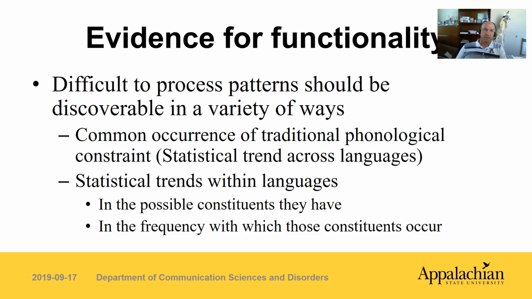So if we want to find evidence for functionality in language, we should be able to find difficult to process patterns in a variety of ways or at a variety of levels. We can have a common occurrence of traditional phonological constraints across various languages, so some sort of statistical trend across languages where languages tend to obey these functional constraints more than they don't. And further, as we drill down within languages, we should find those same types of statistical trends, for example, in the possible constituents that languages have and in the frequency with which those constituents occur in language usage.